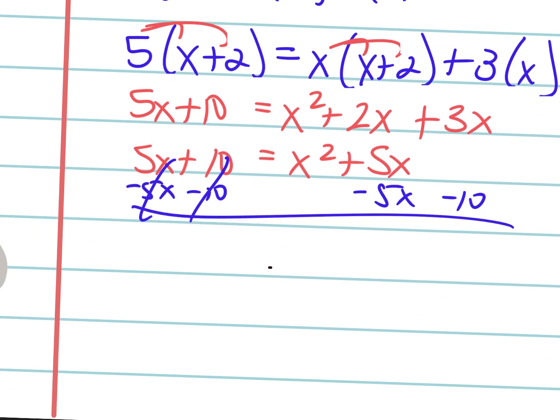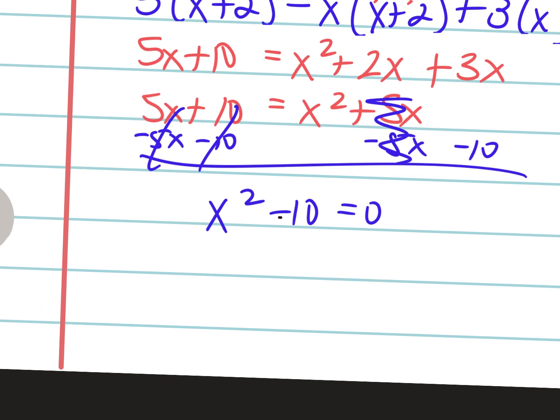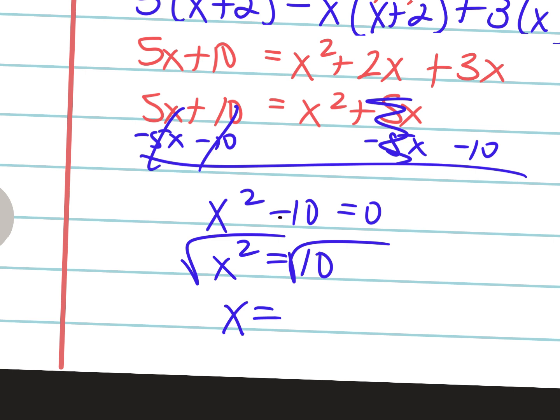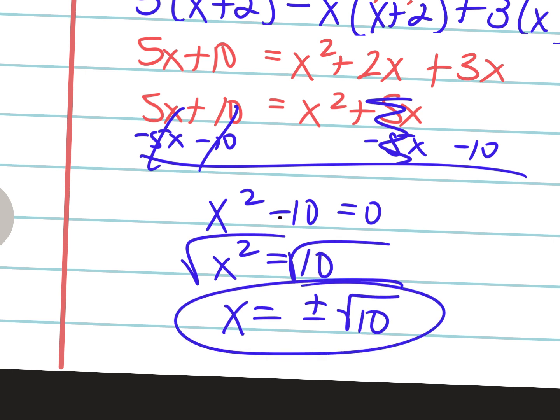So when I do that, I'm left with x squared. These cancel. Minus 10 equals 0. This does not factor. I can't break it down into difference of squares or anything like that. So I'm just going to go ahead and solve. X squared equals 10. Move it to the other side. Take the square root. I get x equals, when you take the square root of a number, plus or minus goes in front of your answer. And we can't break down 10. So it's just plus or minus the square root of 10.